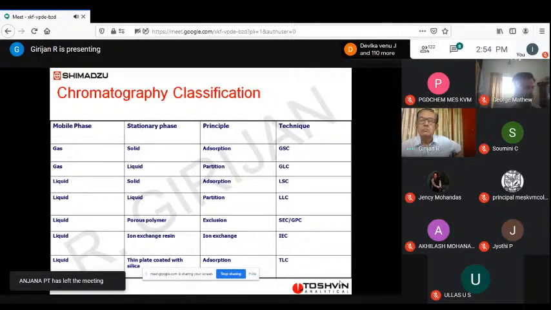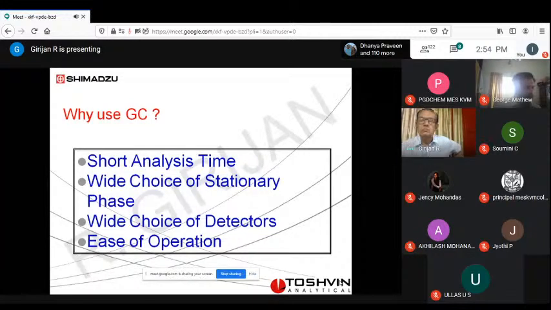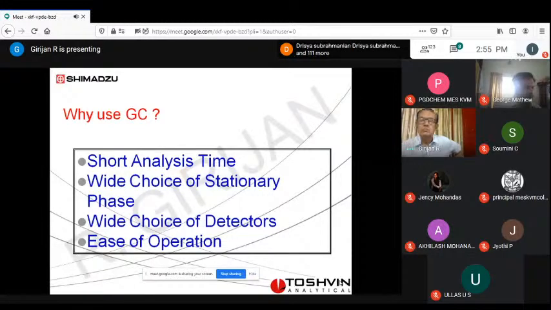Now, why are we going to use GC compared to HPLC? In the case of GC, analysis time is much shorter. We also have different stationary phases available. Compared to LC, the number of stationary phases available in the case of LC is limited, whereas in the case of gas chromatography, the number of stationary phases available is plenty. So many stationary phases are available, so we have the freedom to select the right type of stationary phase for our sample.